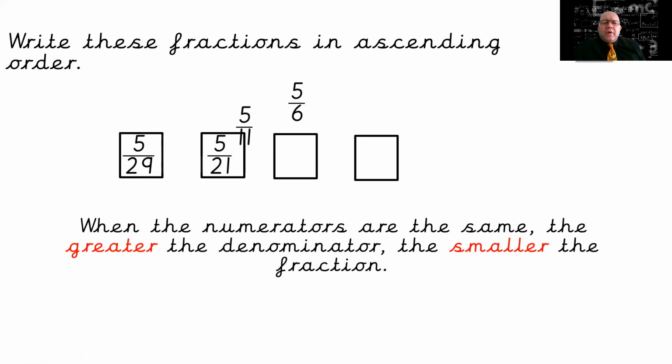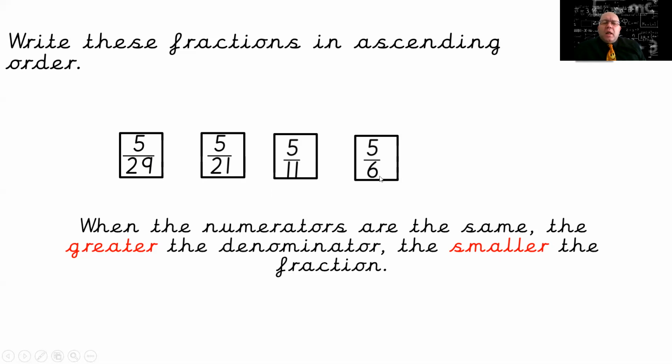5/21, 5/11, and 5/6 is actually the biggest fraction, okay? Because we've only split our whatever it is into 6 equal pieces. So each piece is going to be bigger than if we split it into 29 equal pieces. You'd much rather share your sweets between 6 friends than 29 friends because you'll get a lot more. Okay, so there's our ascending order.